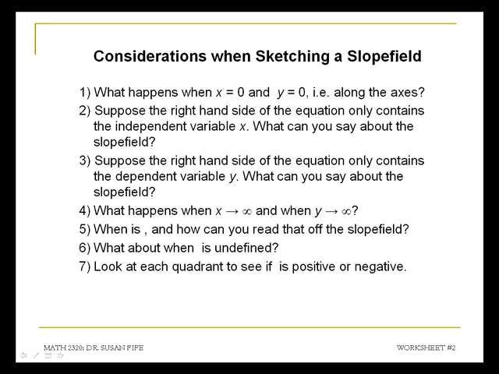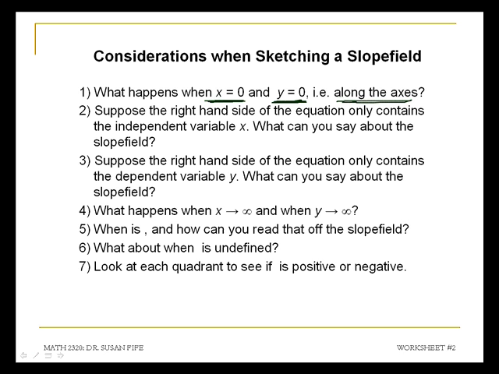Other things to consider are what happens when x is equal to 0? Is y changing at all? And what happens if y is equal to 0? Is x changing at all? Or does the slope change with x? What's happening along the axes when x is 0 and y is 0?